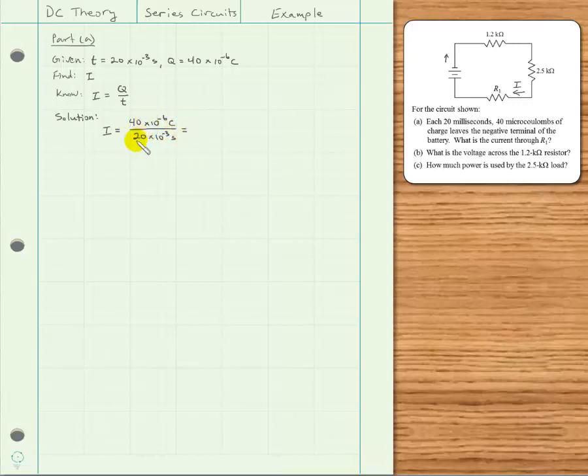40 divided by 20 is 2 times 10 to the negative 6 minus negative 3, since we're dividing. That will be negative 6 plus 3, that's negative 3. The result is 2 times 10 to the negative 3 amps, or 2 milliamps. This is the current through the resistor R1, but since this is a series circuit, this is also the current through the entire circuit.